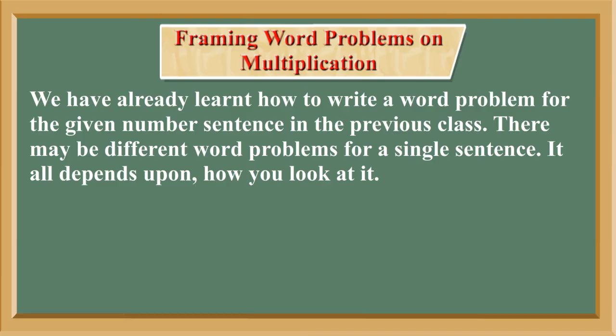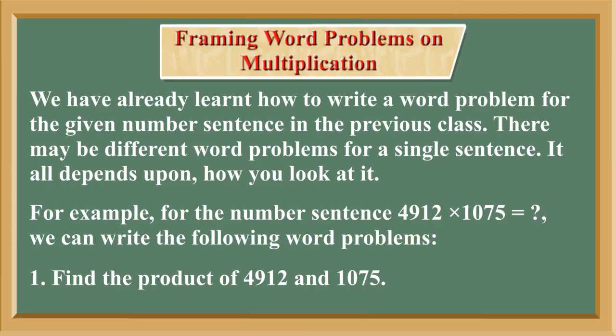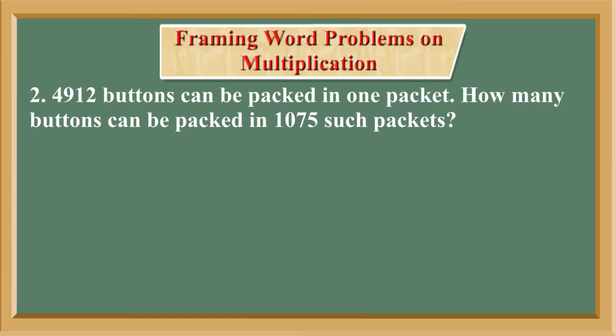There may be different word problems for a single number sentence. It all depends upon how you look at it. For example, for the number sentence 4912 multiply 1075 equals, we can write the following word problems. 1. Find the product of 4912 and 1075. 2. 4912 buttons can be packed in one packet. How many buttons can be packed in 1075 such packets?